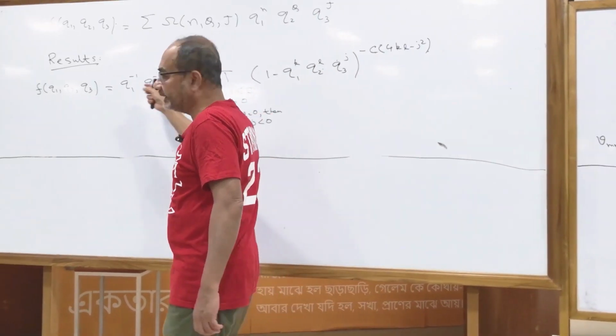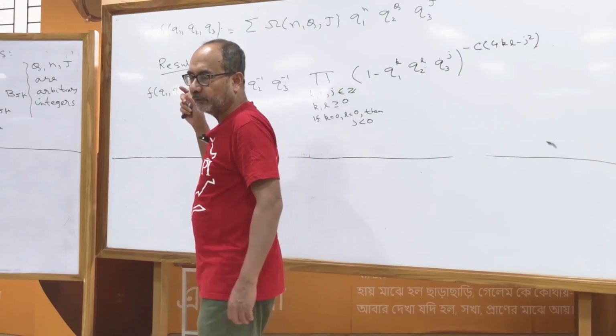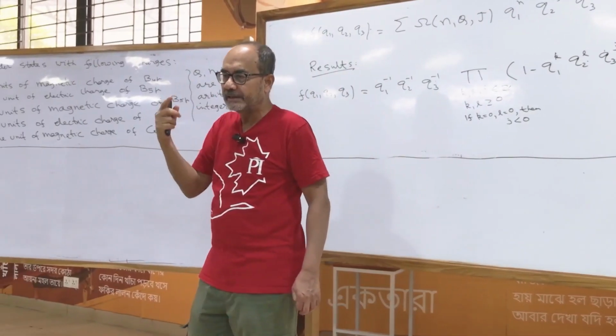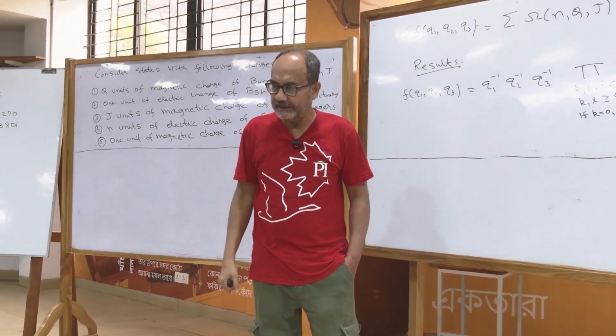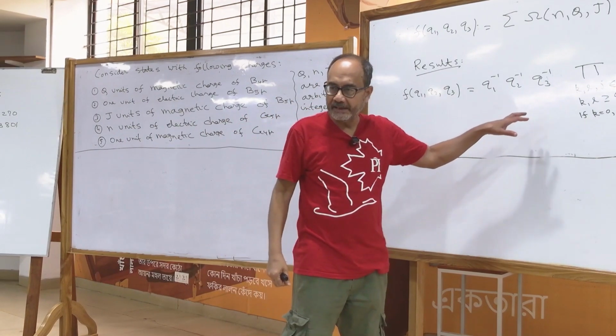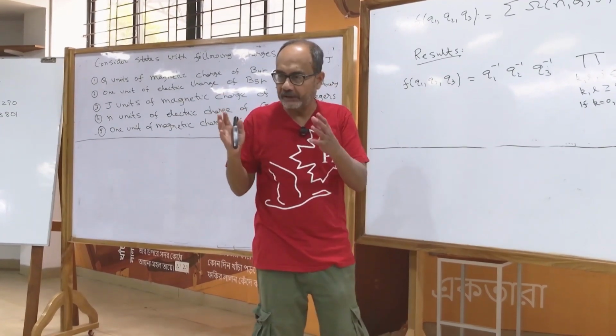So these are the 0-point charges, right? Because if you remember, the 0-point contribution was q1 to the c1, q2 to the c2, q3 to the c3. So these are the 0-point charges. The vacuum, the ground state of the black hole, carries these charges.